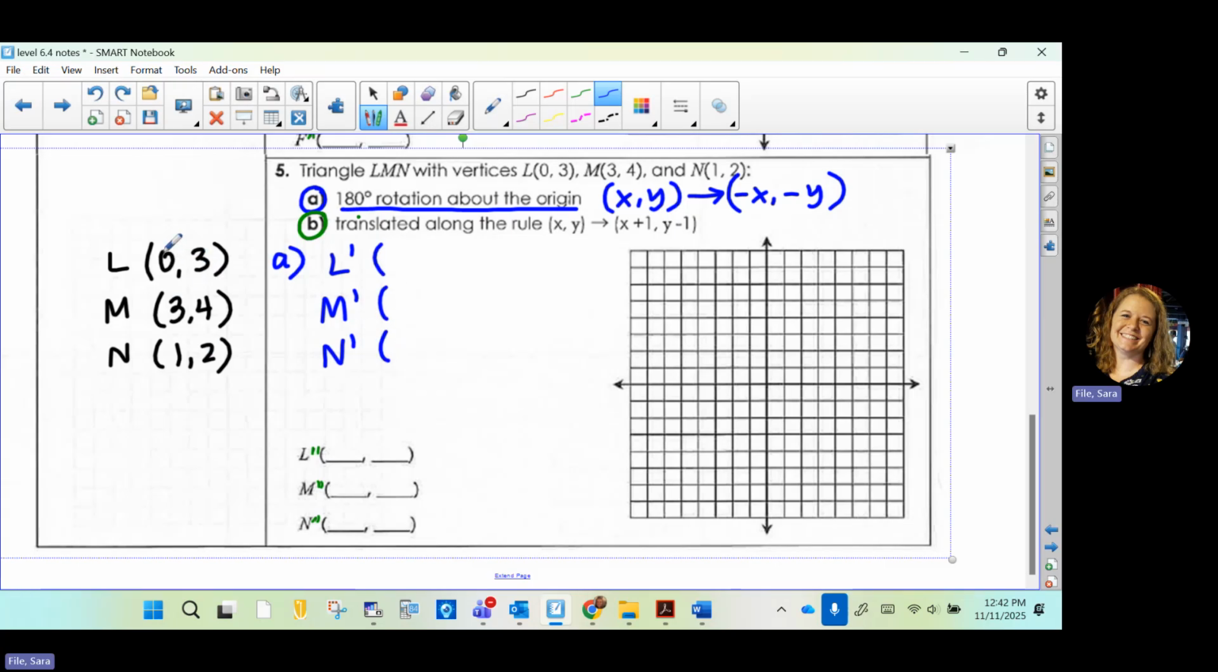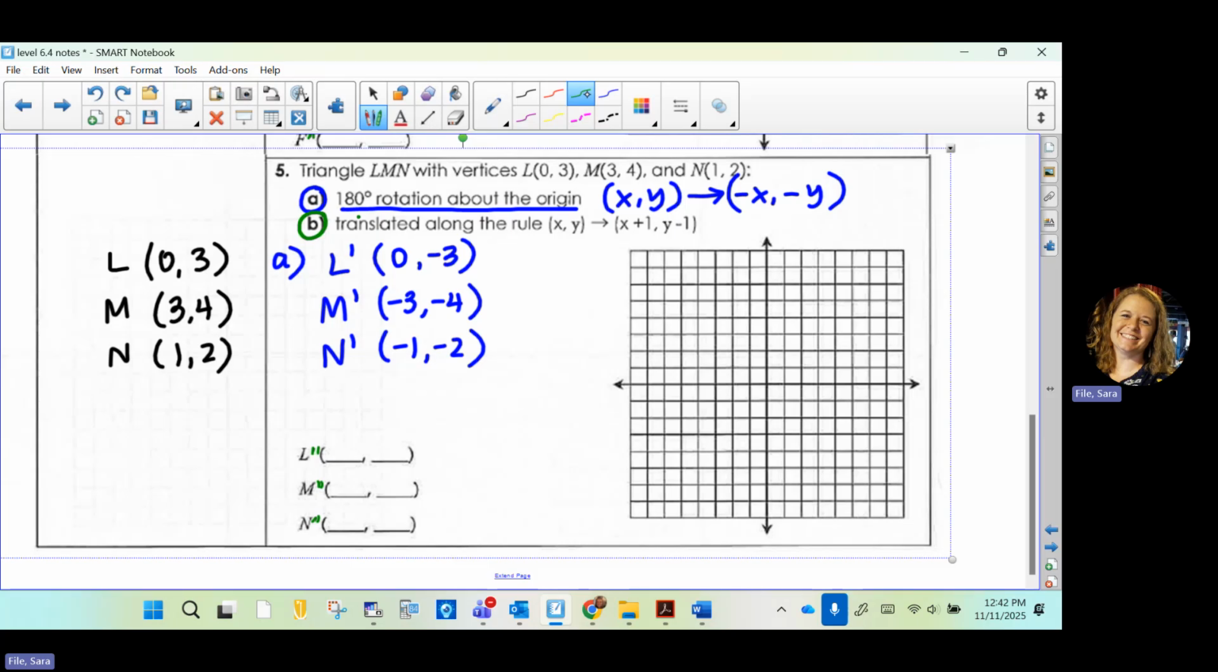Now, does 0 have a sign? Is 0 positive or negative? 0 is neither. So 0 stays 0 if all we're supposed to be doing is changing the sign, because it doesn't have a sign. But that 3 will become negative. That 3 will become negative. 4 will become negative. The 1 and the 2 both become negative. So that's the rotation. That's part 1, or step 1, of this composite transformation.